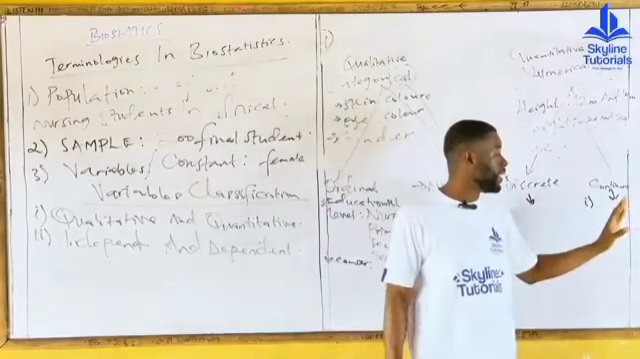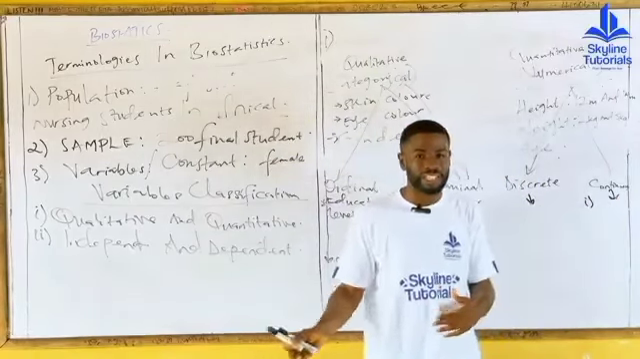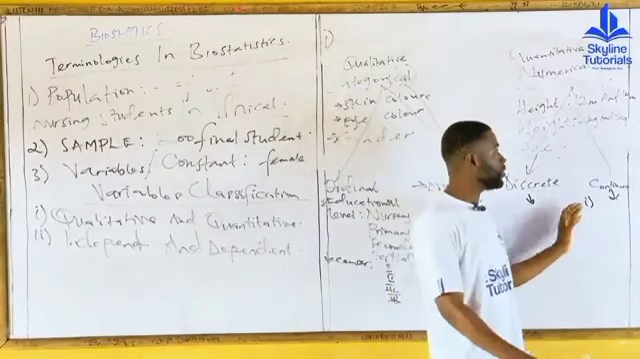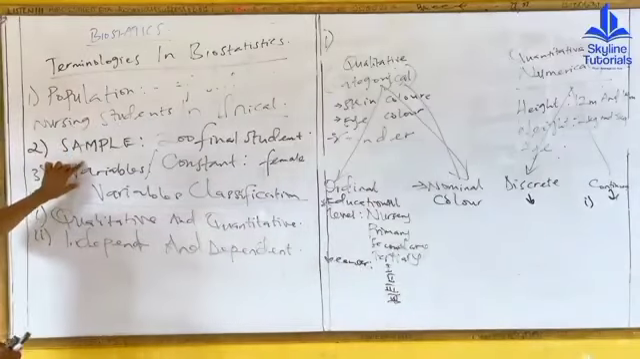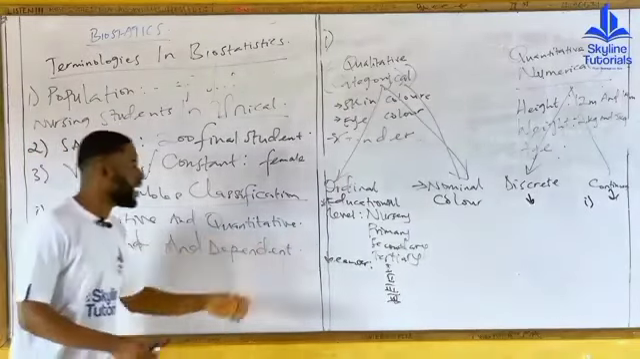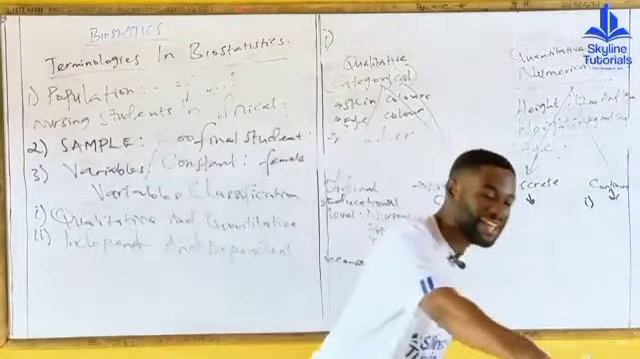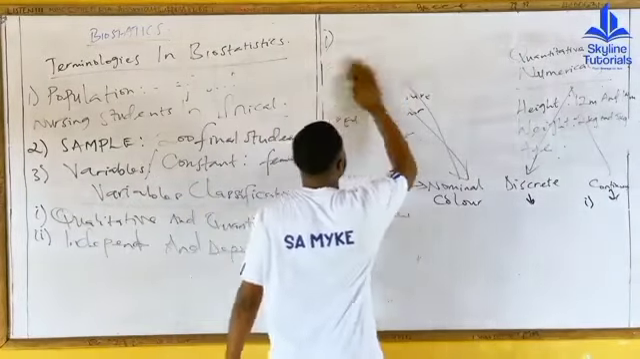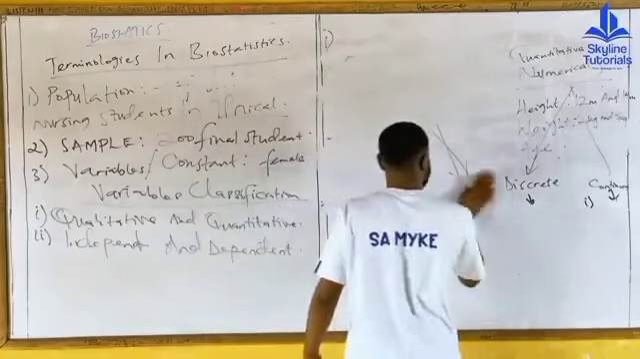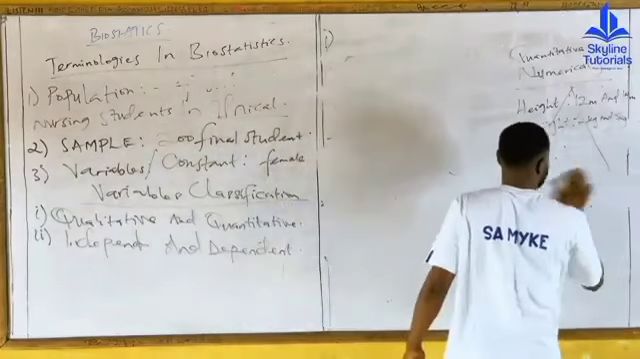And for continuous, there must be continuation. It varies, and it is measurable. So that's it for variables under qualitative and quantitative. The next we have is independent and dependent variable.